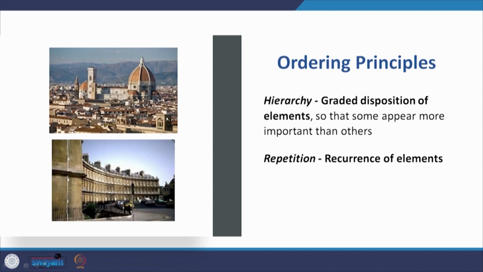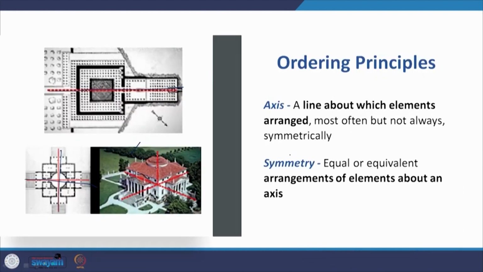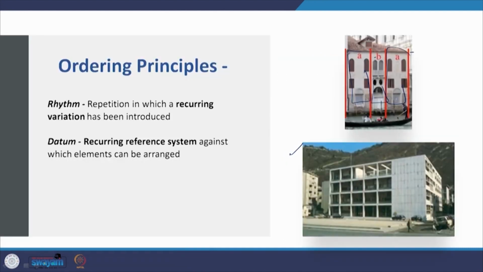Hierarchy is another ordering principle, which is a graded disposition of elements so that some appear more important than the others. So there is a hierarchical composition of elements where the hierarchy clearly indicates which are more important. There is repetition, a recurrence of elements, like in this building. If you take one unit, you see that it is repeated across the facade. Then there is rhythm, for example, A, B, A. There is A here and then a gap by the B and then an A again, so a rhythm is generated in the facade. Then there is datum, like in this building in Italy, a recurring reference system against which elements can be arranged. So we have looked at axis, symmetry, hierarchy, repetition, rhythm and datum.